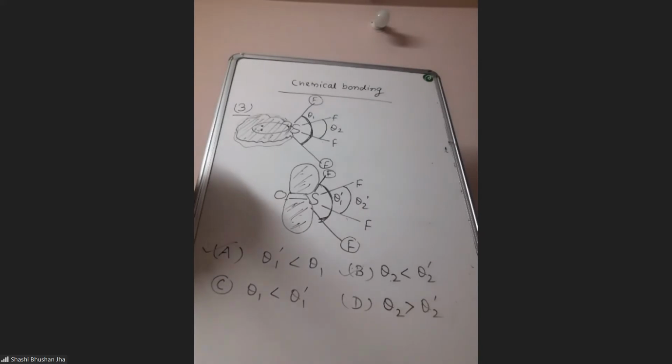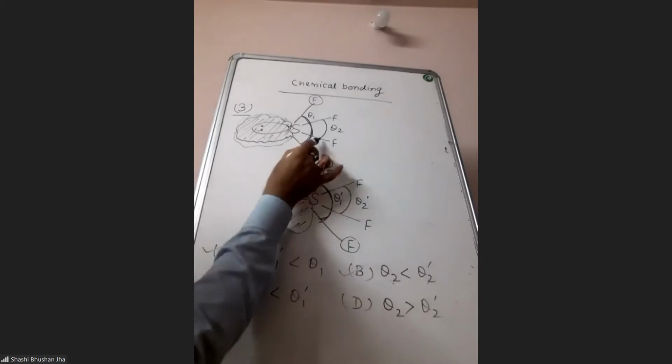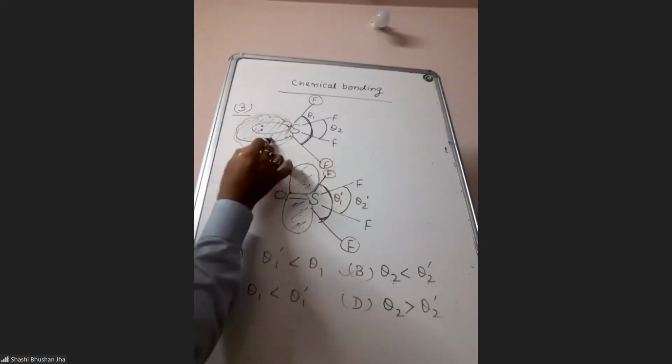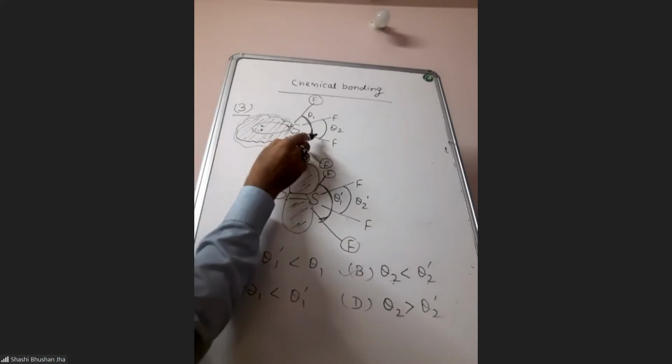Sir, how did you compare the θ2? Can you explain once again? θ2 is the angle between these two equatorial bonds. So we are comparing θ2 with θ2 dash. These are the angles between equatorial bonds. Now here, what I told you is that this lone pair will be a bit closer to this equatorial bond, and therefore it will repel the equatorial bond more. But here this pi electron density is more closer to the axial bond. So it will repel the axial bond more and the equatorial bond less.